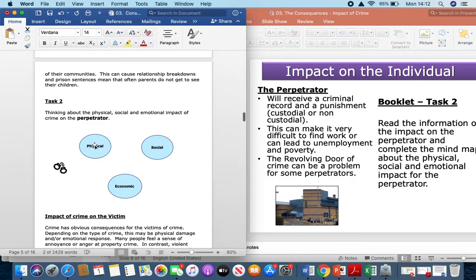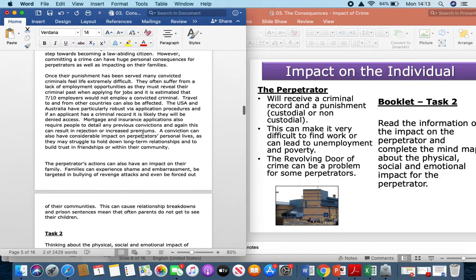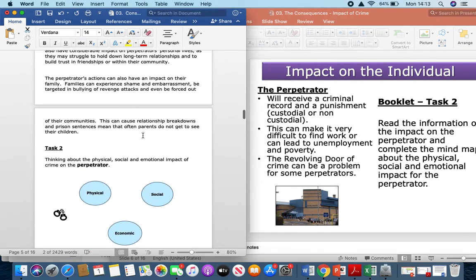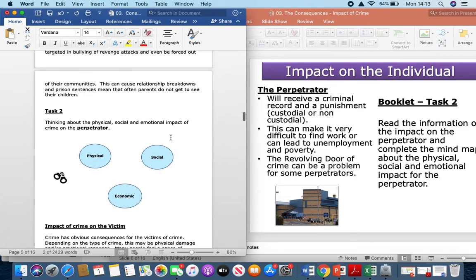So what are some physical impacts that will happen on the perpetrator? What's going to happen to them whenever they get arrested? What are some social implications? If you get arrested or something along those lines, I want you to think about, as you read through this, answers coming from there, you're doing a mind map off of this as well. So what are some things that are going to be a social impact? Are they going to be able to go out and hang out with their friends the way they would have if they hadn't been arrested or hadn't committed the crime? Economic impact. Are you able to go to work?